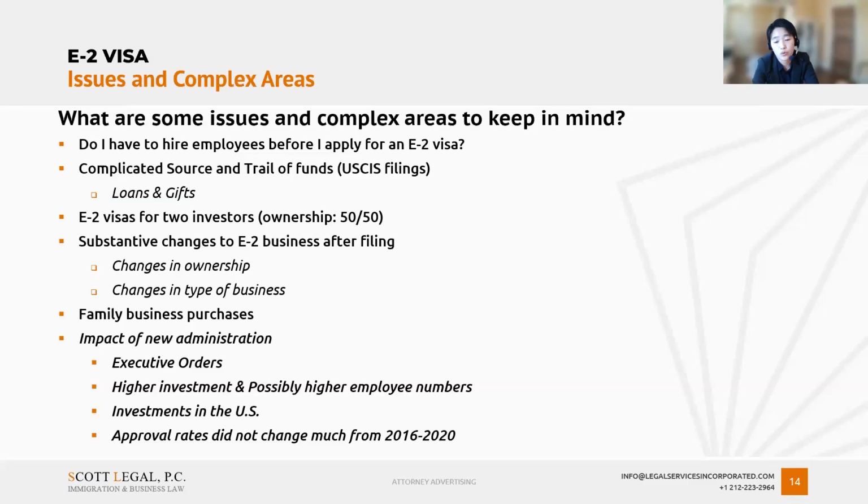If you have complicated sources and trail of funds, you may have a little bit more challenge submitting a USCIS filing. Loans and gifts can be used as a source of funds, but it is very important to note that if you're using a personal loan, so let's say your brother gave you a loan and you're going to use that as your source of funds, you still need to go one step further and tell the government where your brother earned the money that he loaned you. So you can't just stop there. You can't just stop at the loan. You still need to clarify where the lender got the money.